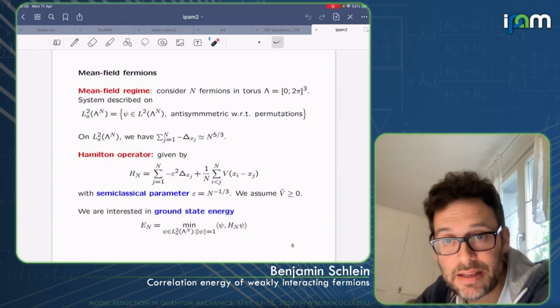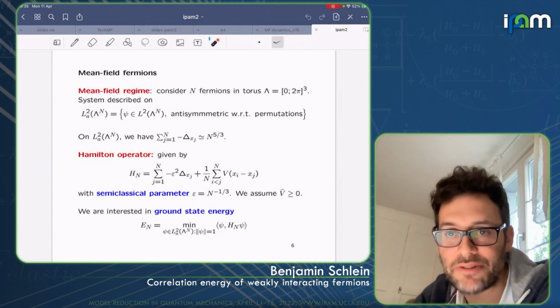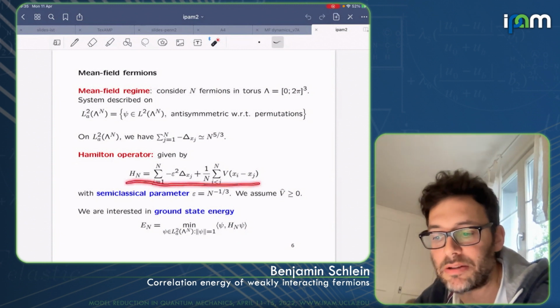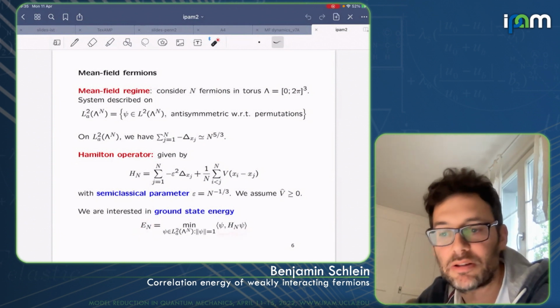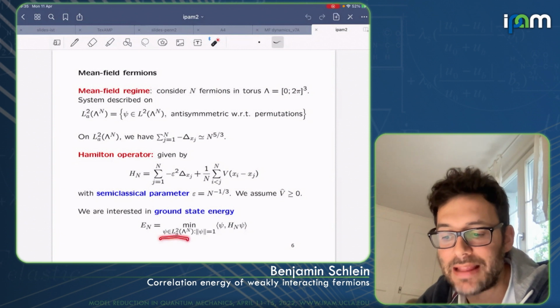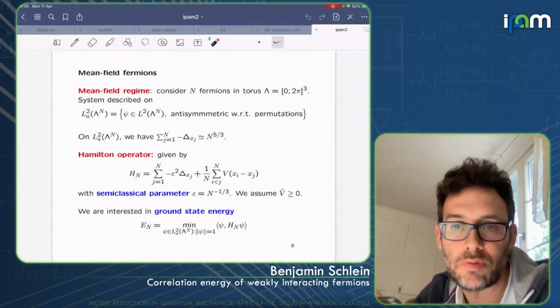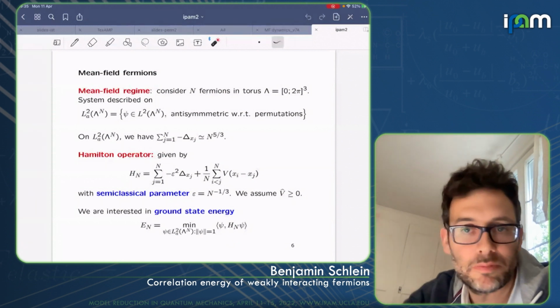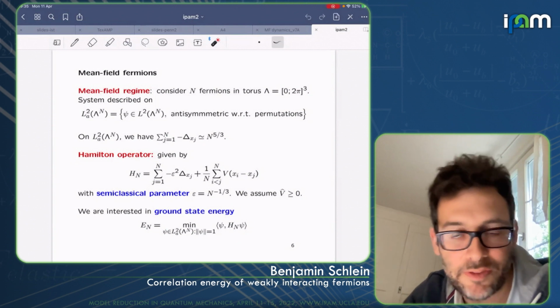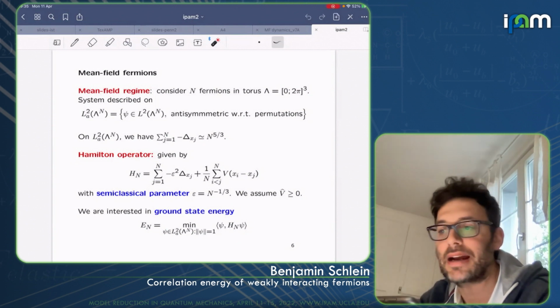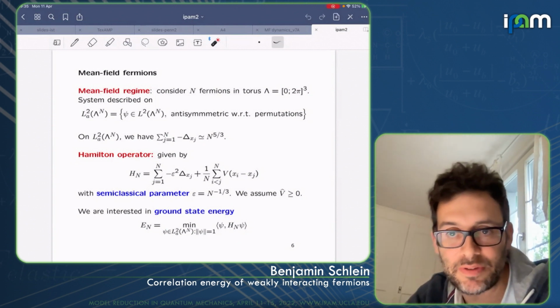Okay. What we are going to be interested in for the rest of the talk is the ground state energy of this Hamilton operator, which is obtained by minimizing the expectation of the Hamilton operator over all anti-symmetric n-particle wave functions with norm equal to 1. Okay, so what can we say about this ground state? This is a difficult problem because we have n interacting particles, but there are several simplifications.